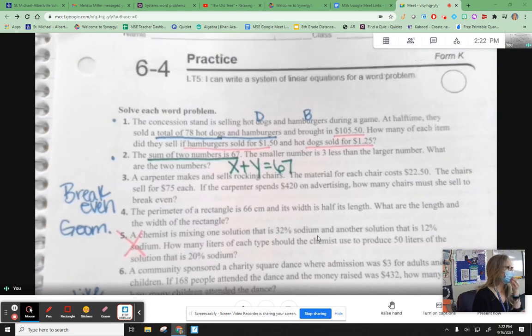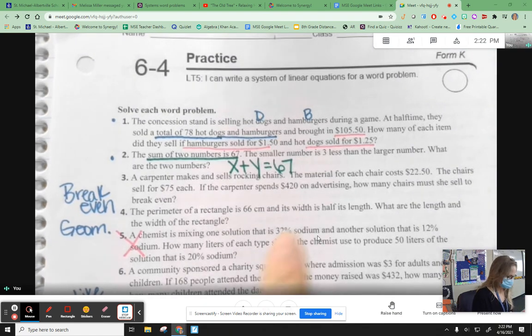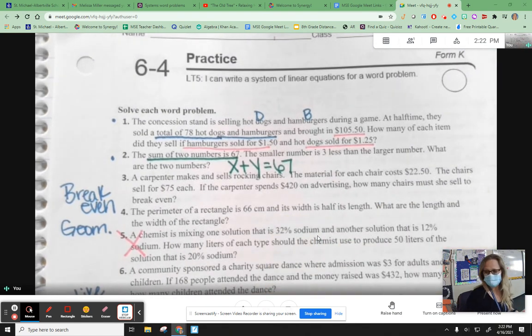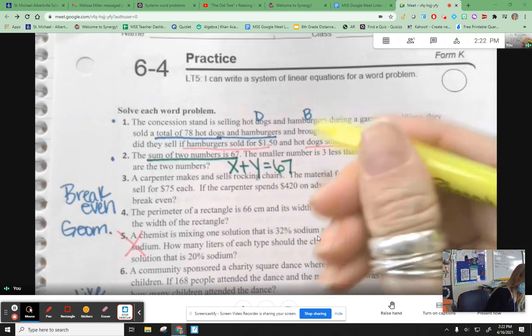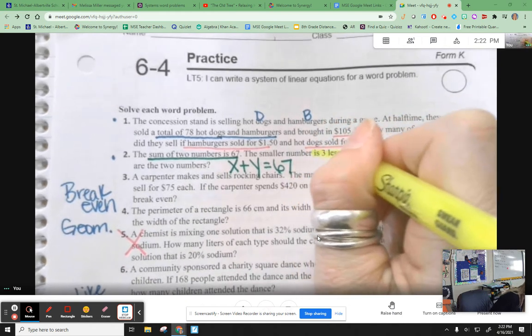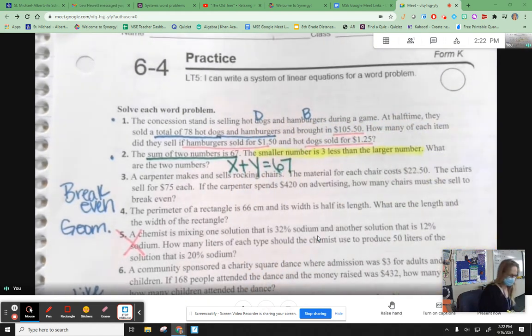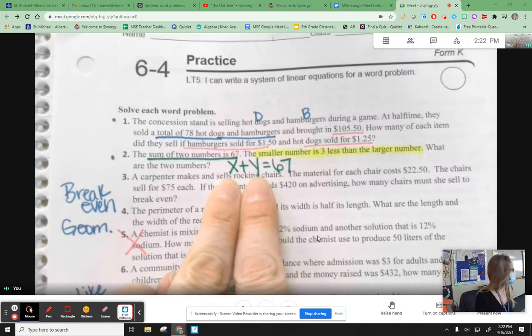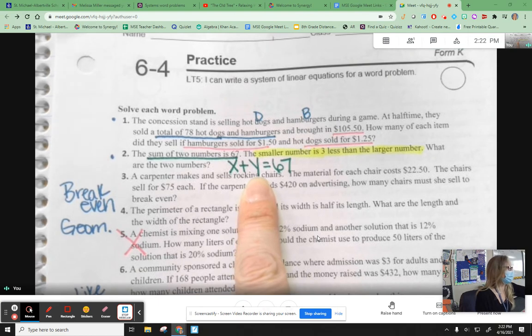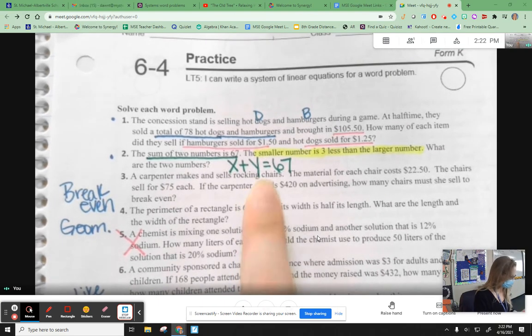Now, if you prefer to do substitution, you can take this next sentence exactly the way it's worded. It says that the smaller number is 3 less than the larger number. And of these 2, you have no idea which one is the smaller and which one is the larger. And it really doesn't matter. You get to be the boss of this problem right now. You're the one setting it up.